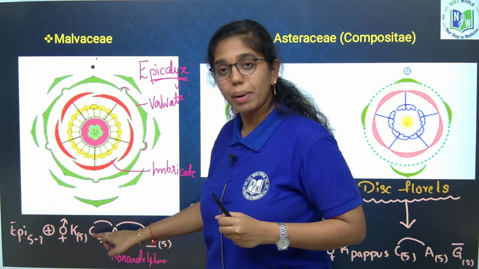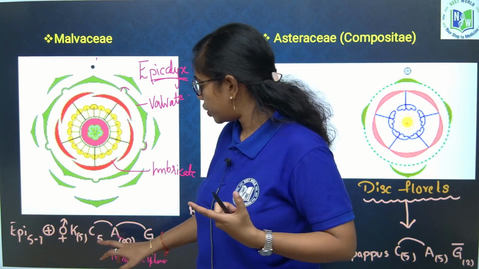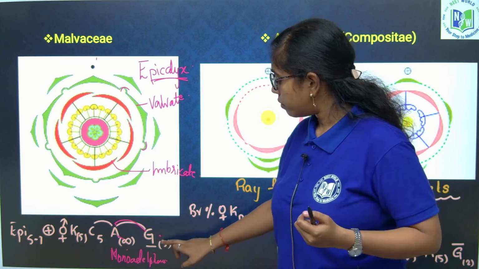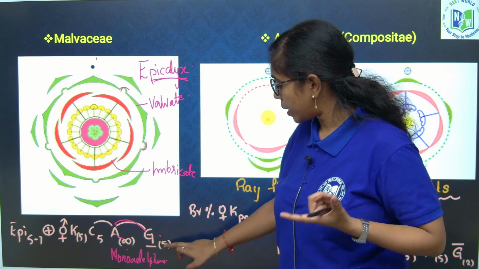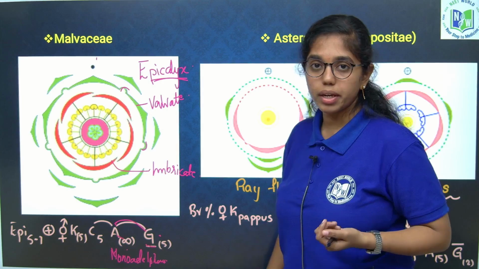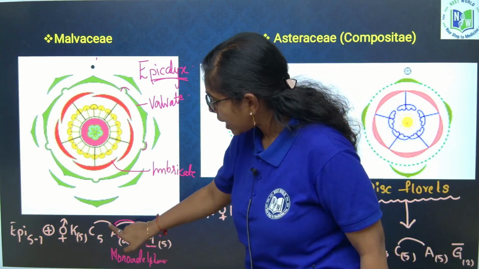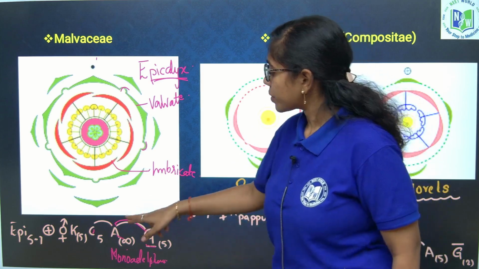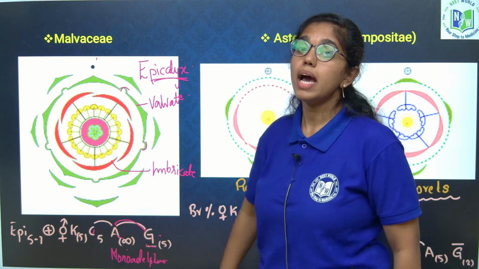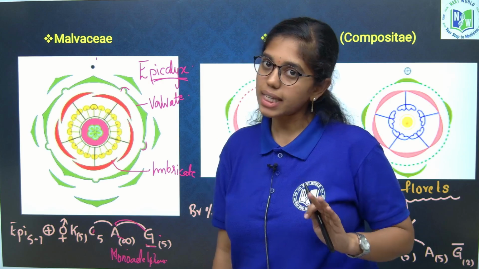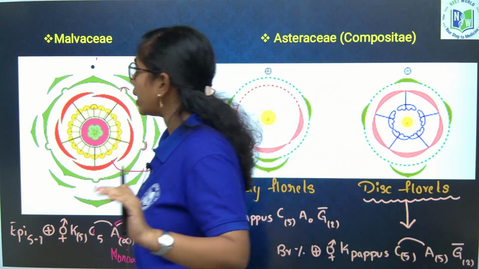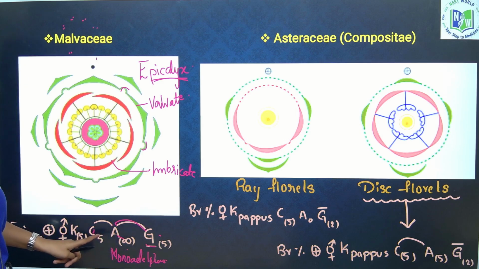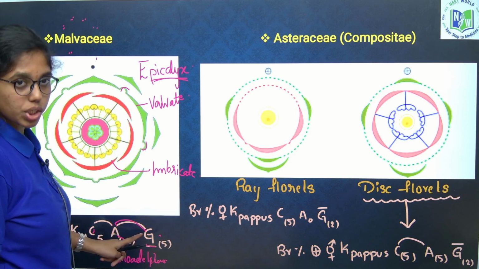Androecium connecting to the petals is called epipetalous condition, and androecium here is also connected to the gynoecium, which is multilocular, approximately 5, and it also has a superior ovary. Clear, ma? So androecium connecting to the corolla is called epipetalous condition. Androecium connecting to the gynoecium is called syngenesious condition. Okay, clear? Keep it in your mind. This is the only family which will show two phenomena, that is epipetalous condition and syngenesious condition.